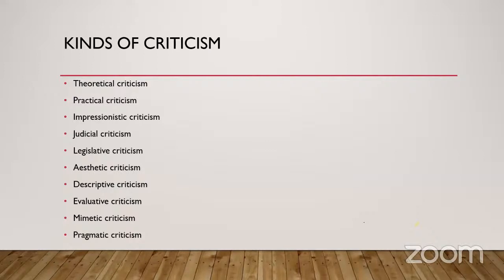Next is judicial criticism. Judicial criticism seeks to pronounce judgment on works of literature on the basis of certain rules. There are already certain rules, and a literary work will be analyzed based on these rules. Can you tell me who gave importance to judicial criticism? And we have legislative criticism coming up next. Just now we discussed a critic who considered the function of criticism as judicial and legislative. Who was it?